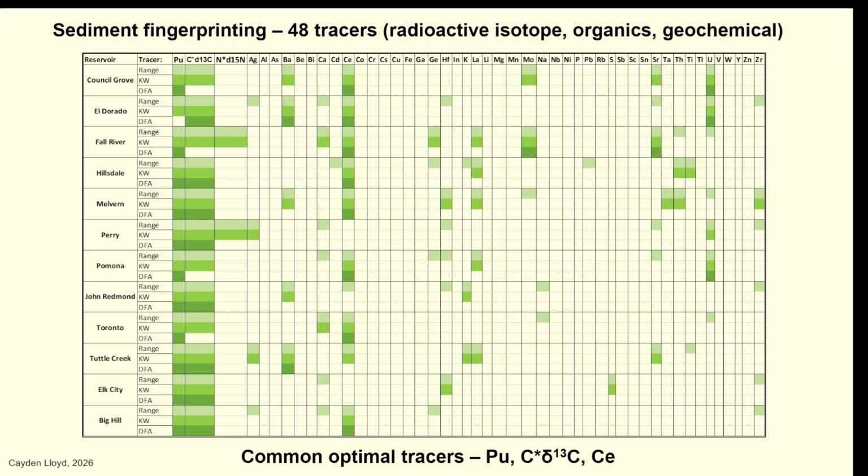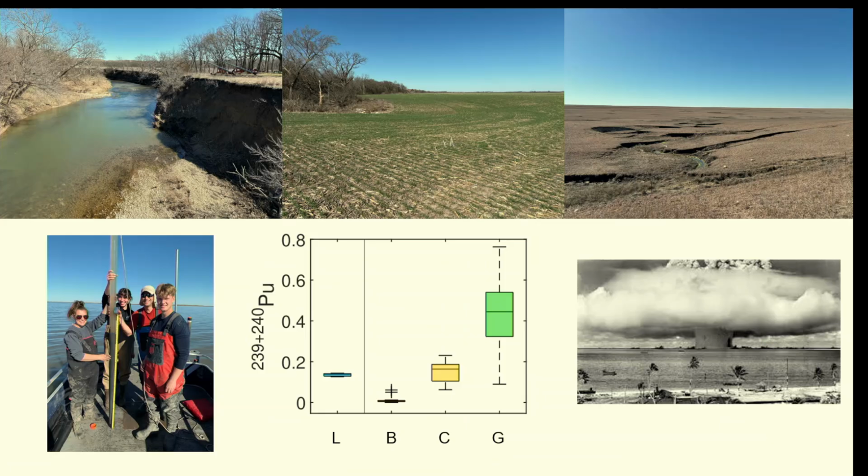This plot shows those 12 reservoirs and the 48 traces along the top. We only want to use the most informative traces in the model, so there are a variety of statistical tests we can do to narrow things down. We use a range test, Kruskal-Wallis test, and then discriminant function analysis. The traces that pop out as most informative in general are plutonium, the ones in the dark green color, the organic tracer where we multiply carbon by the isotope value, and then beryllium and uranium pop up pretty frequently. So those are the traces we're using and how we narrow things down.